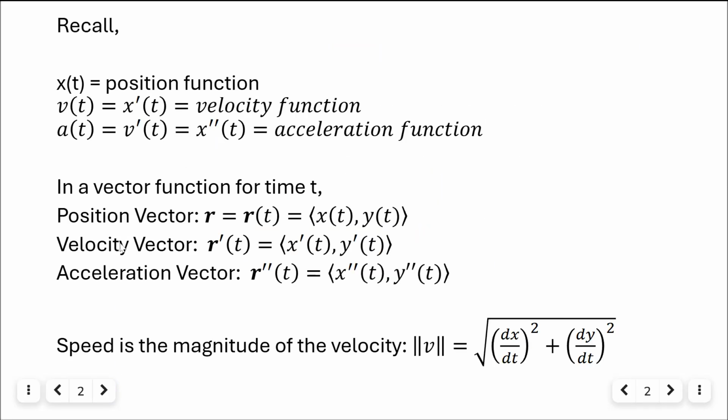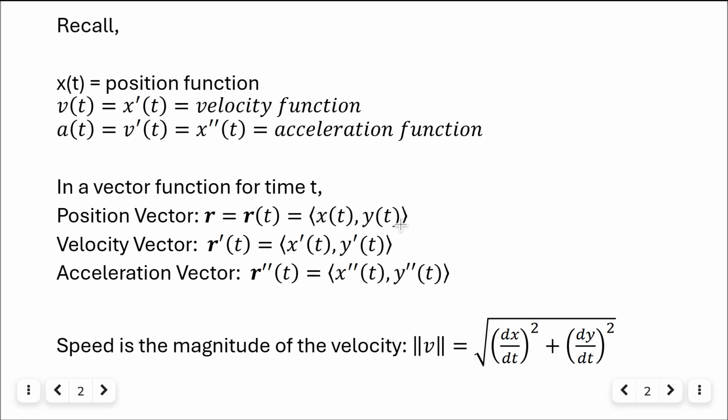If you remember, x of t would be your position function. The derivative of x of t would be your velocity function. And if you find the second derivative of the position, or the first derivative of the velocity, you get the acceleration function.